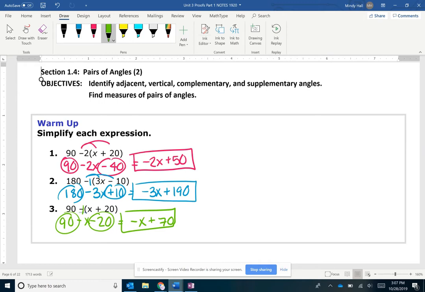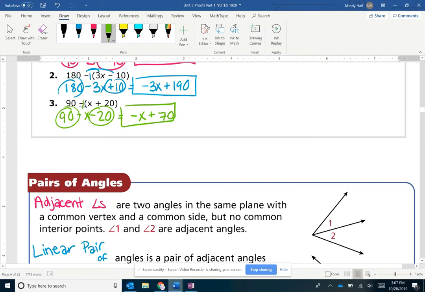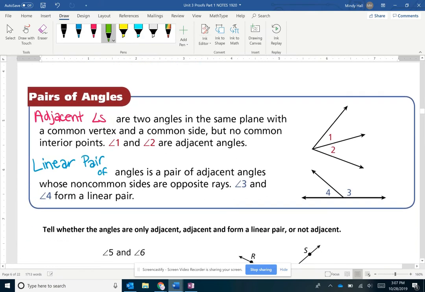Okay, so we are going to start with pairs of angles, and our first one are adjacent angles. And when we have adjacent angles, it is two angles that have a common vertex and a common side, but no common interior points. So you will notice with these two angles, we have angle 1 and angle 2. They are next to each other. They share this little side, and they share the vertex, but that is all they have in common.